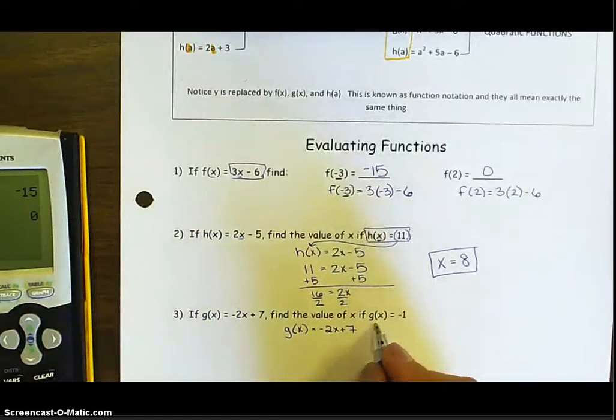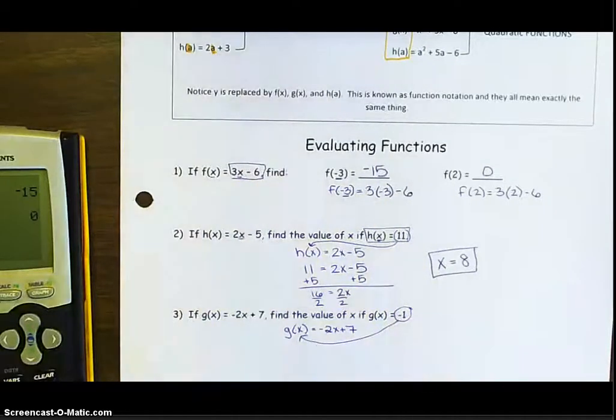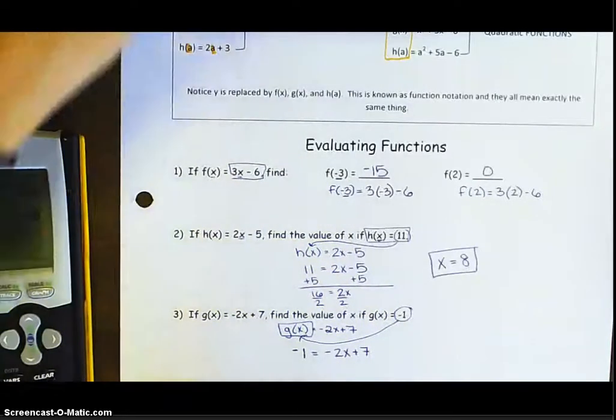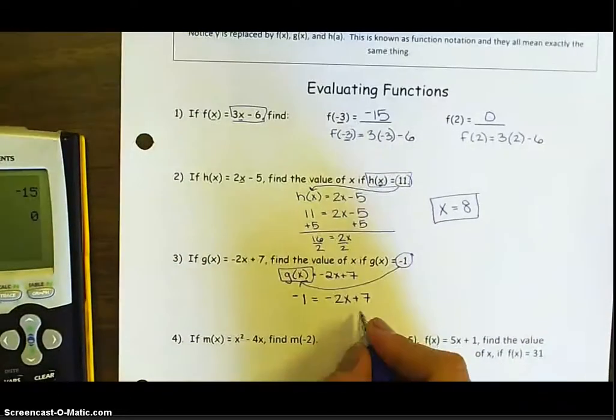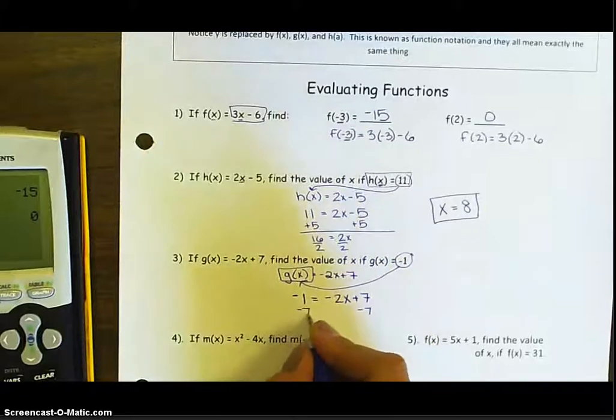Now they told me g of x is equal to negative 1, so I'm going to substitute negative 1 for the g of x. So this whole thing is getting replaced. So negative 1 is equal to negative 2x plus 7. And now we're going to solve for x. So I'm going to go ahead and subtract 7.